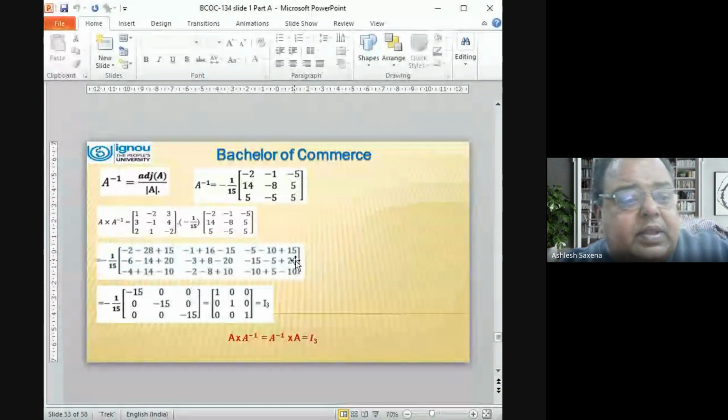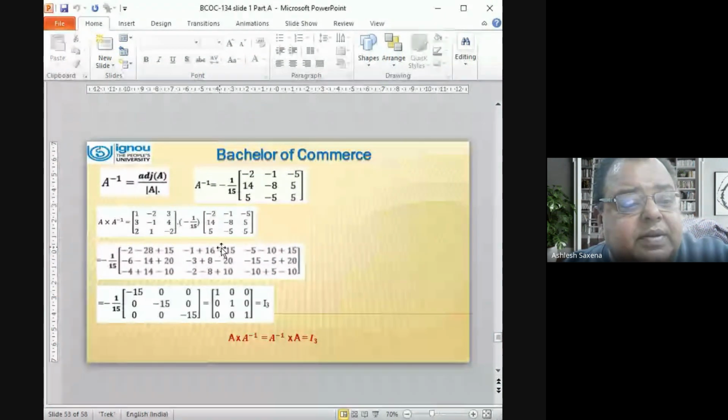With third row, first column. Minus 4, 14, minus 10. Minus 2, 8, 10. Here it is. Minus 10, plus 5, minus 10. Here it is. So you will be getting this one.